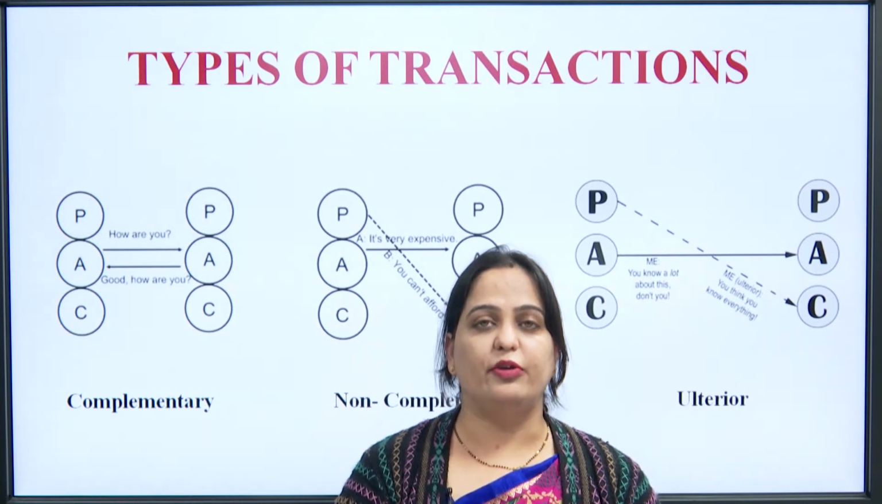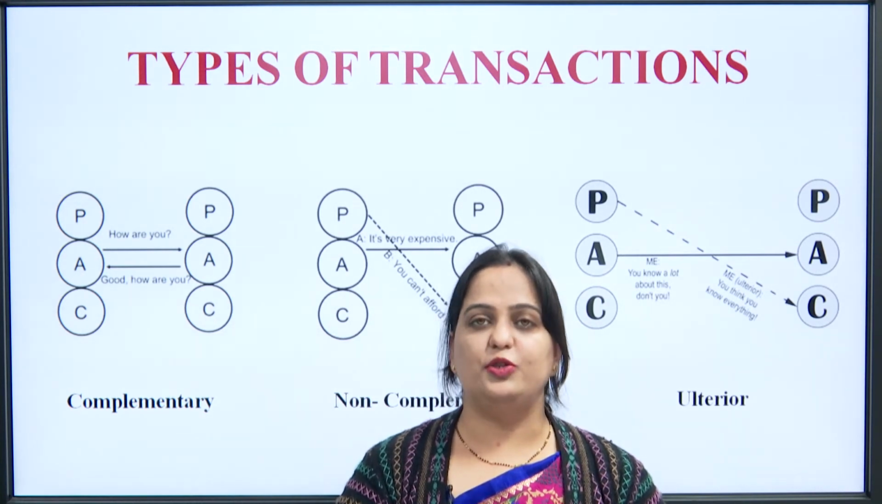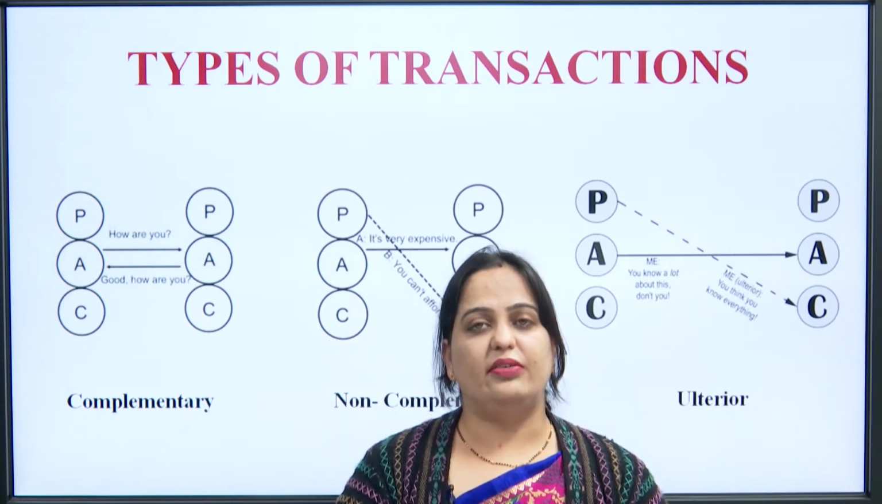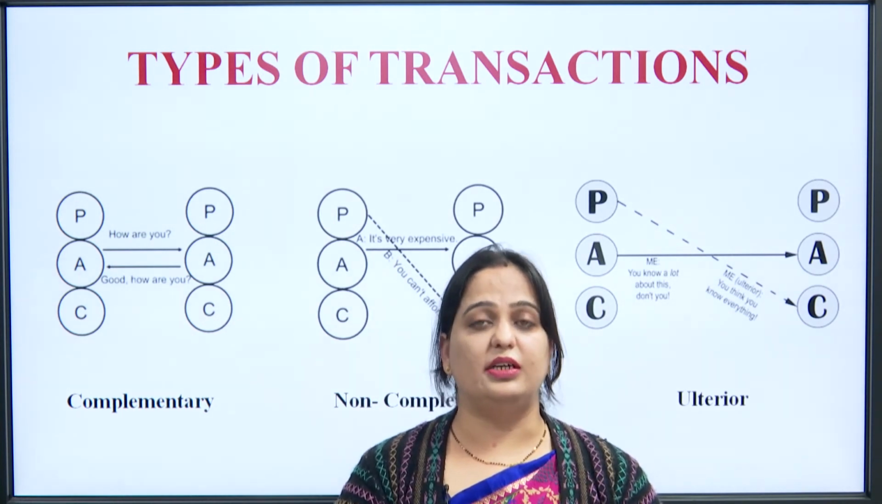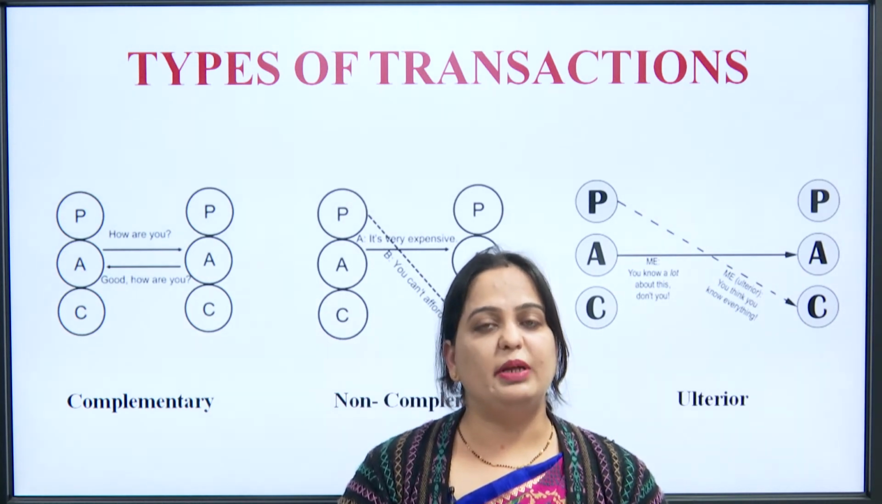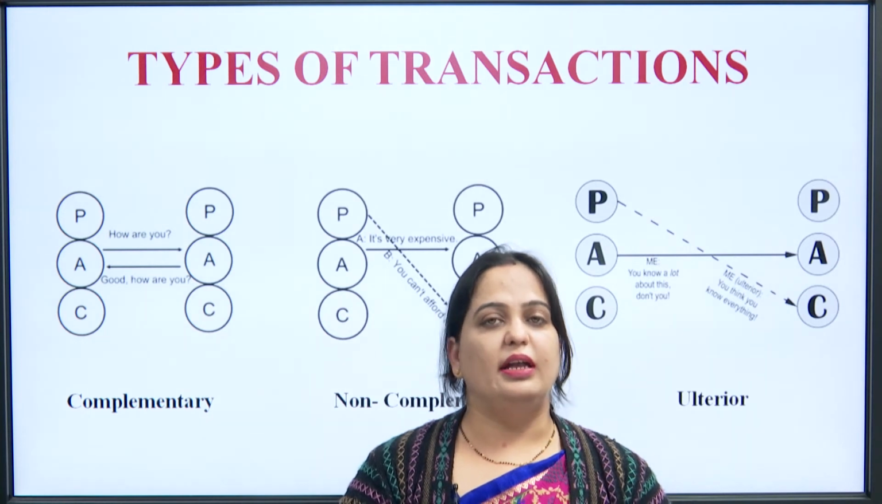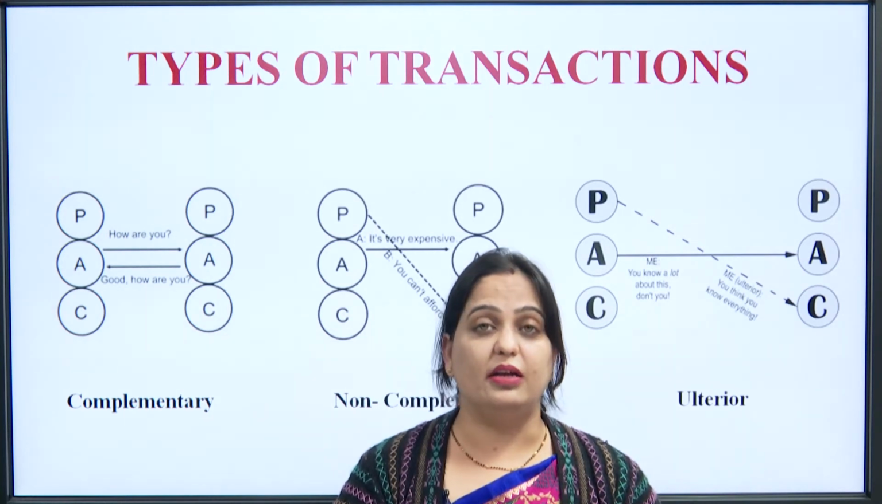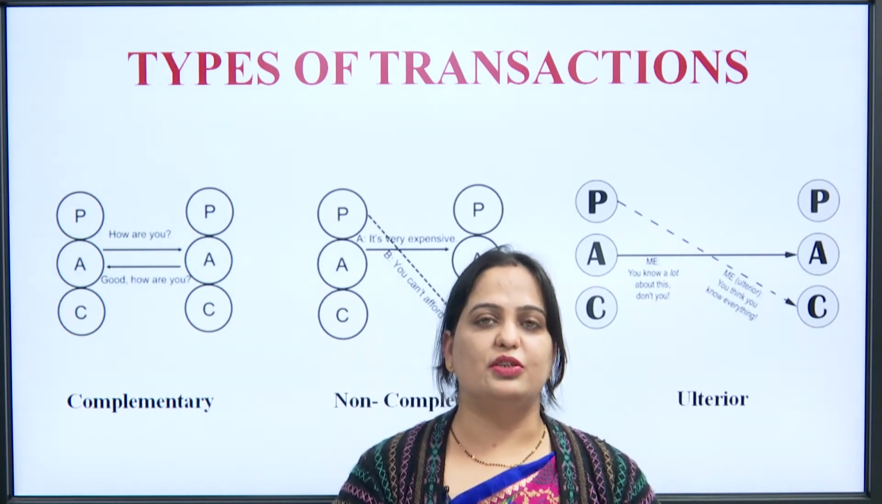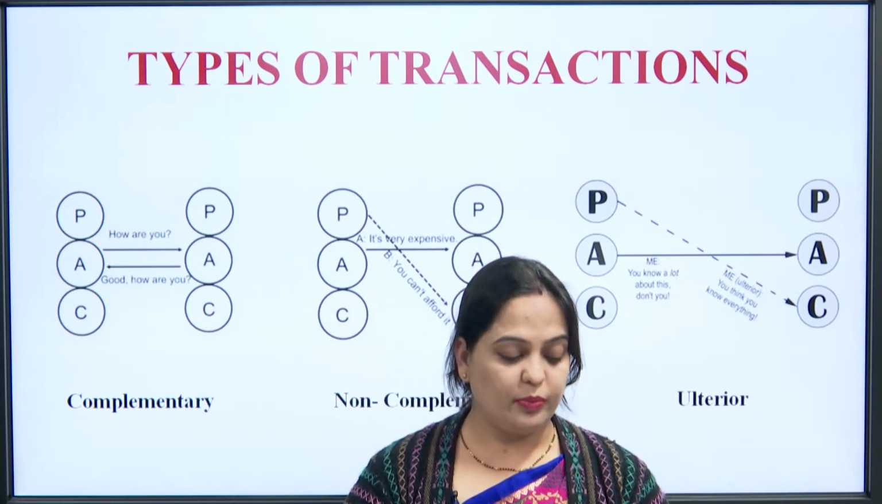Then we can have parent to adult, parent to parent and parent to child. Another 3 transactions are child to adult, child to parent and child to child. So in complementary, basically we can have 9 transactions which are parallel to each other, and you can create a very healthy relationship related to the complementary.